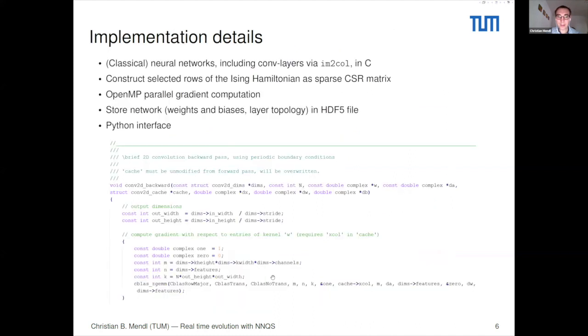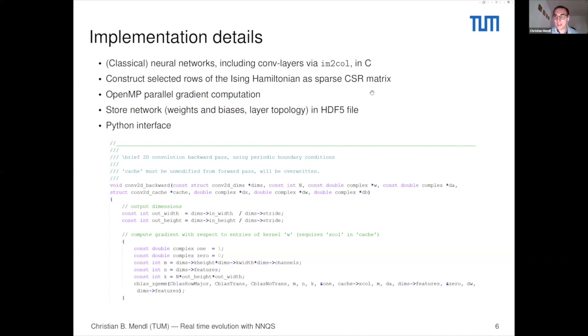Okay, and I also want to just say a few words about the implementation details. So the core of it is written in C code, where we have also implemented neural networks, at least these aspects that we need here, from scratch. So including, for example, convolutional layers, this so-called im2col operation to rewrite this as a matrix-matrix product. Yeah, we construct selected rows of this Ising Hamiltonian as a sparse matrix.